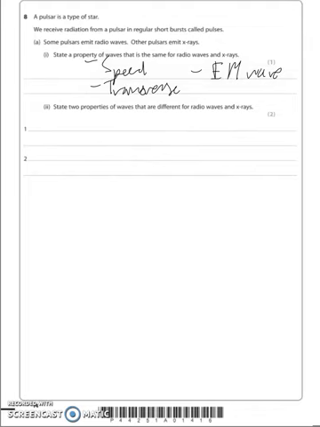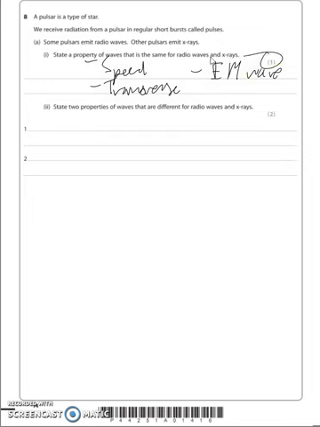This is January 2015, paper 2, and this is question number 8. A pulsar is a type of star. We receive radiation from a pulsar in regular short bursts called pulses. That's why it's called a pulsar. Some pulsars emit radio waves, others emit X-rays. What is the property that is the same for radio waves and X-rays?